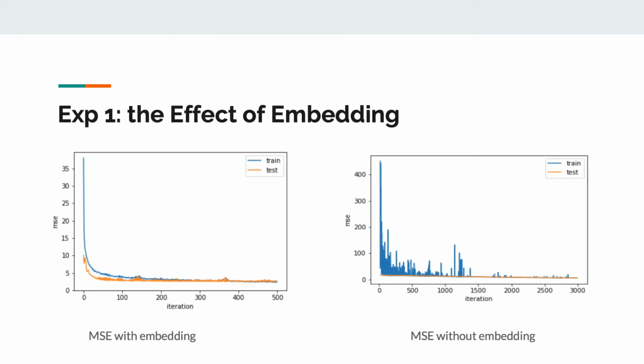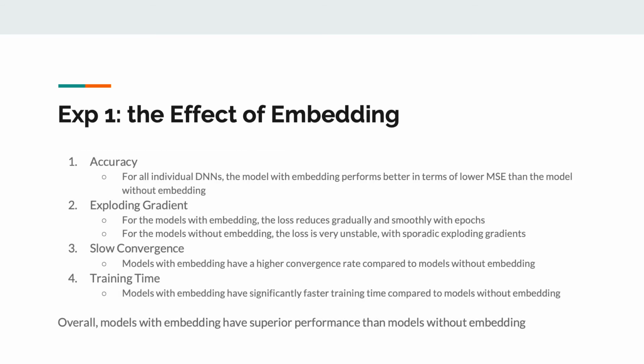Here we want to investigate the effect of embedding. The graph on the left shows the MSE for a model with embedding, and the graph on the right shows the MSE for a model without embedding. The models with embedding are superior to the models without embedding in the following areas. Firstly, in terms of accuracy, the models with embeddings have better results, which means lower MSE than models without embedding.